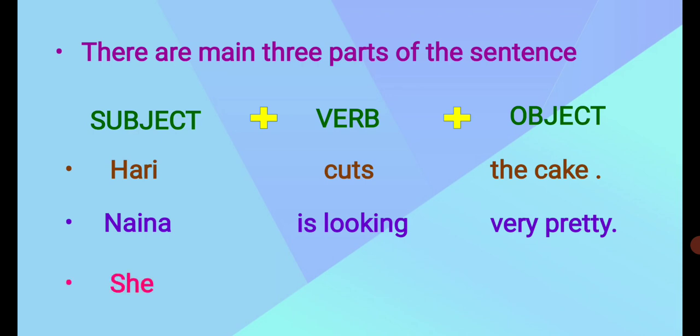Let's see the next example. She is a good girl, right? Now just look here. There is no action verb here. So in the absence of an action verb, there is another verb. Which verb is that? Yes, a helping verb is in the sentence. So "is" will be the verb of the sentence.